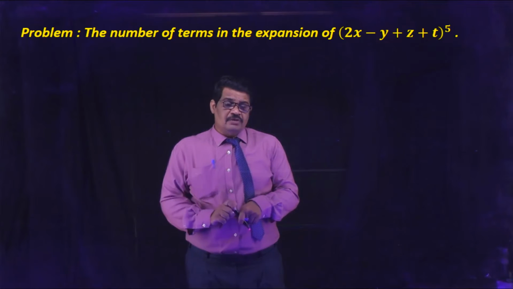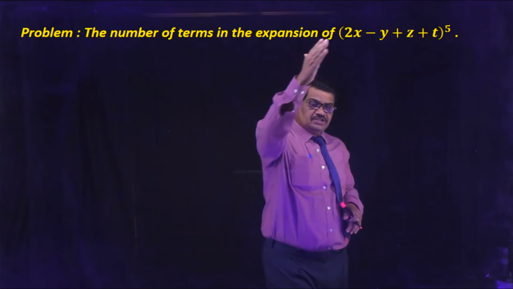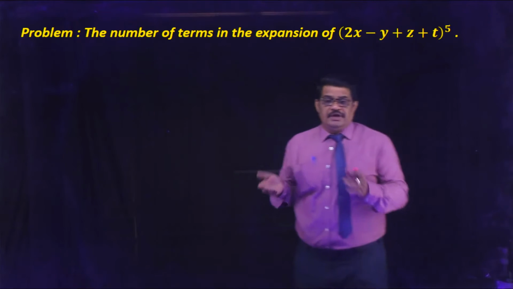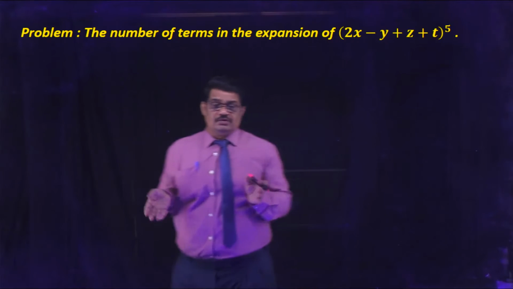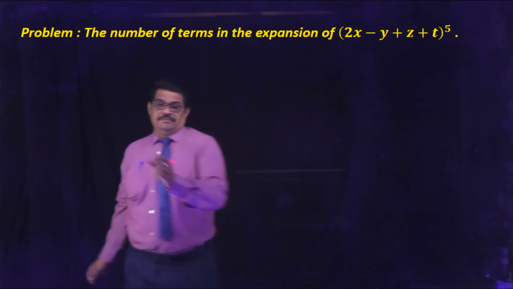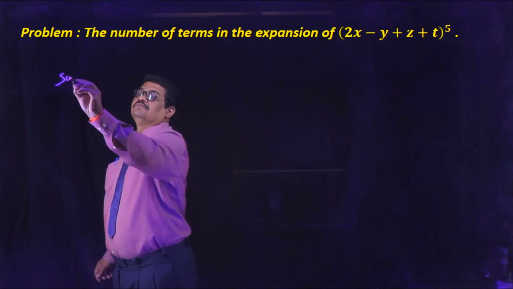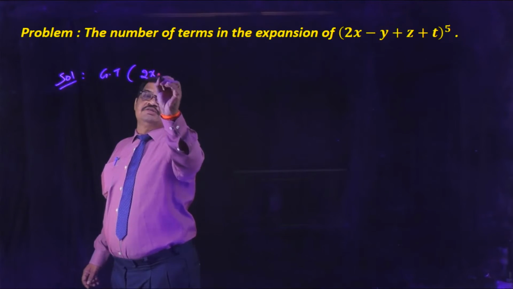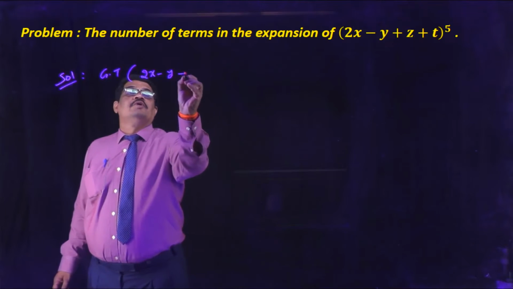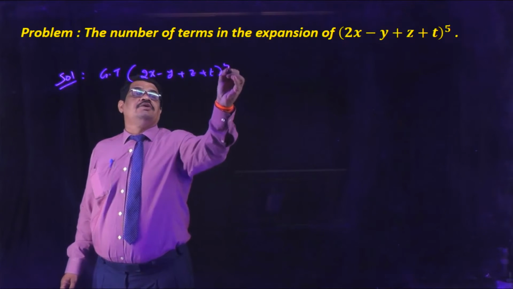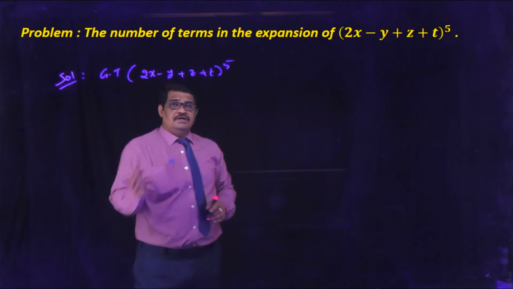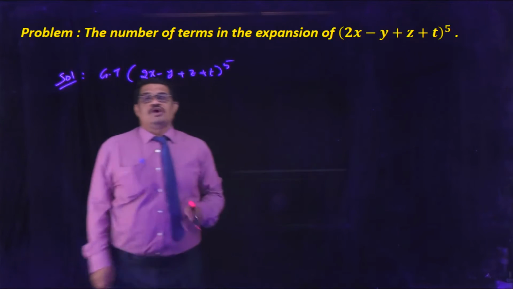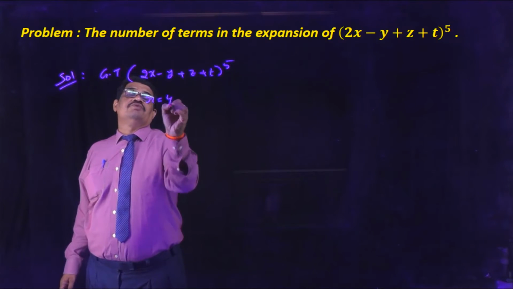The number of terms in the expansion of (2x - y + z + t) whole to the power of 5. In that expansion, we have to find the total number of terms. See the solution. What is the given expression? That is (2x - y + z + t) to the power of 5. In that, how many terms here? 1, 2, 3, 4. So these are 4 terms. We have taken the number of terms as 4.